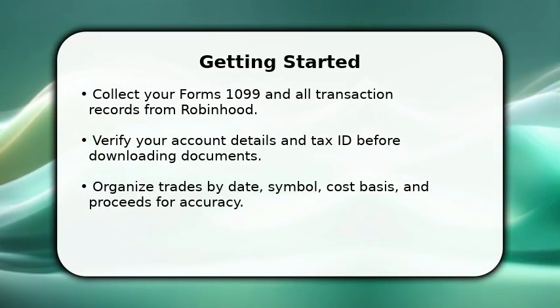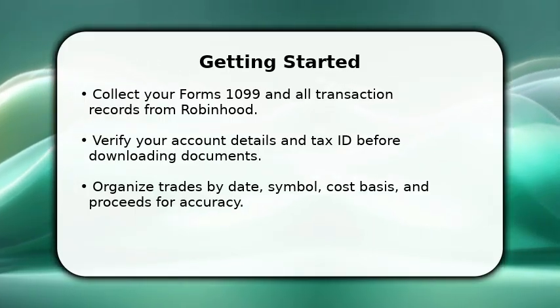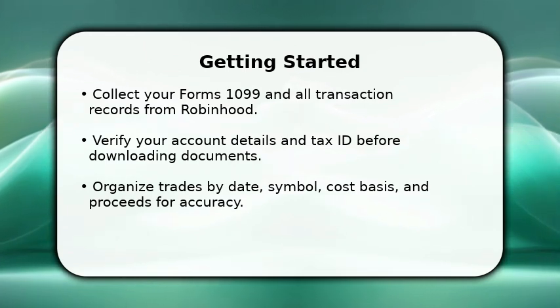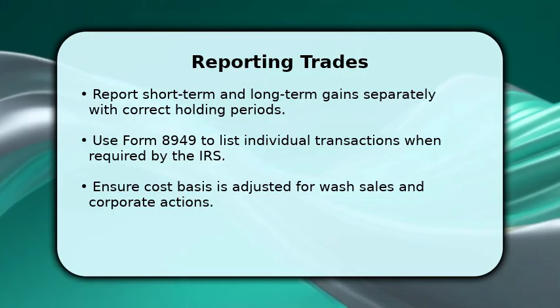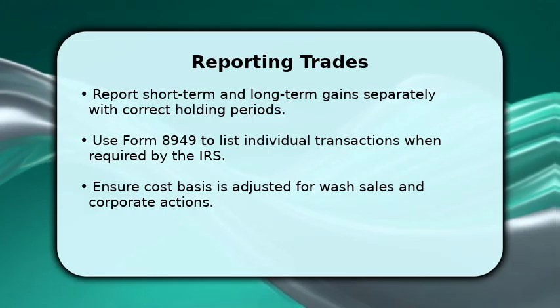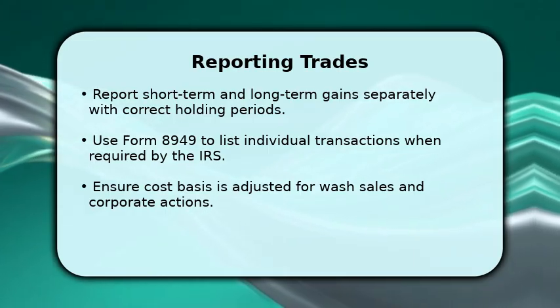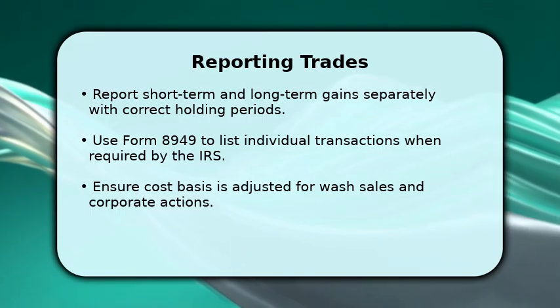Decide if you will use tax software or a tax professional, and prepare to import CSVs or enter trades manually for accurate reporting. Start by categorizing each trade as short-term or long-term based on holding period. Use Form 8949 to report individual trades when the broker basis or adjustments differ from your records.